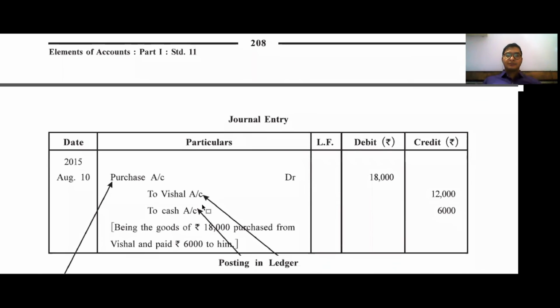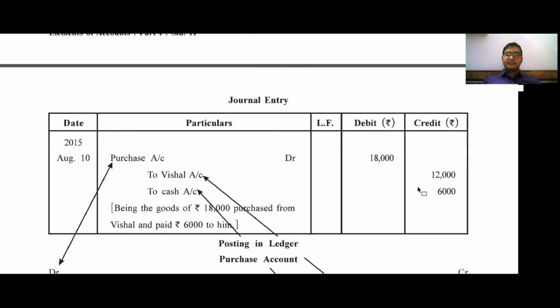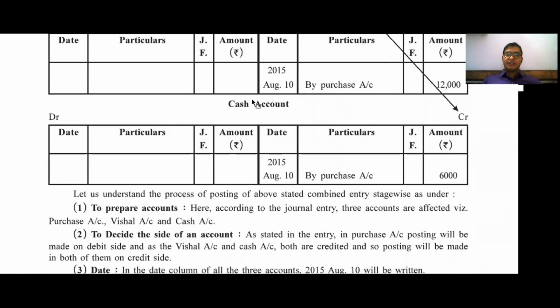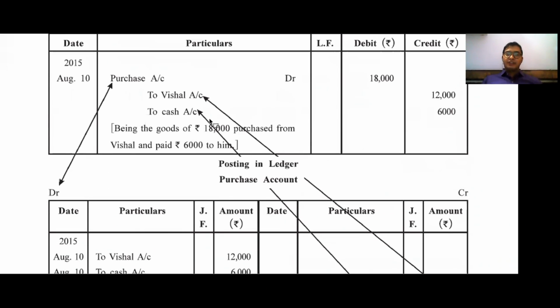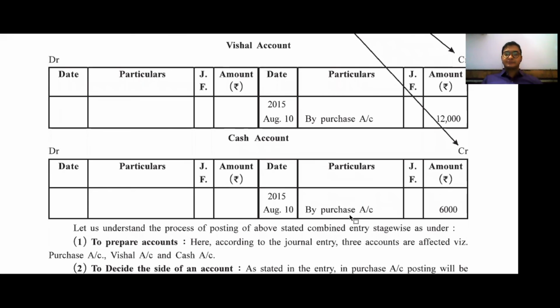Then cash account is also credited. So in cash account, credit side 6,000. Date is same, amount 6,000. And against cash, name of opposite account, that is purchase account. So against cash account, purchase account we have to write. So Vishal account credited by 12,000.